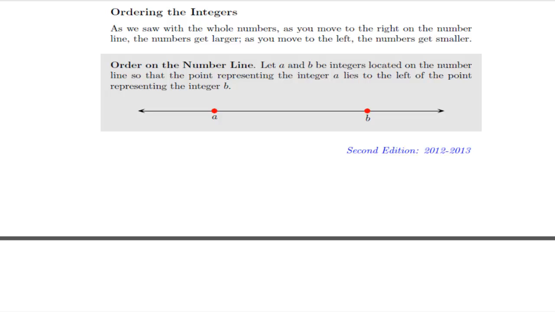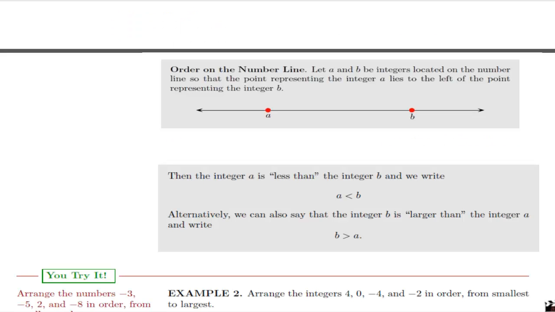Let a and b be integers located on the number line so that the point representing the integer a lies to the left of the point representing the integer b. Then the integer a is less than the integer b, and we write a < b. Alternatively, we can also say that the integer b is larger than the integer a and write b > a.